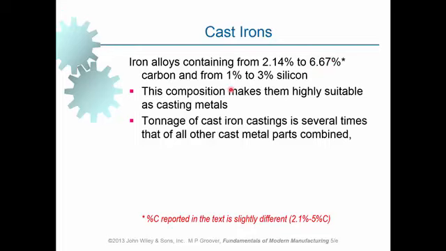The other important element in it, what is it? Silicon. There is a lot of silicon in cast irons, 1 to 3%, depending on the type of the cast iron. We may find between 1% to 3% of silicon in different cast irons. Why is this? What is the role of silicon in cast irons?